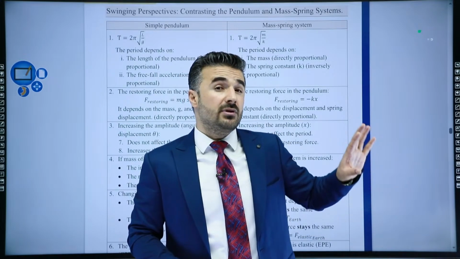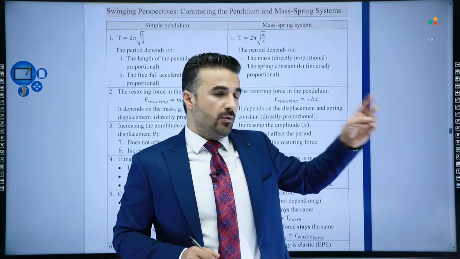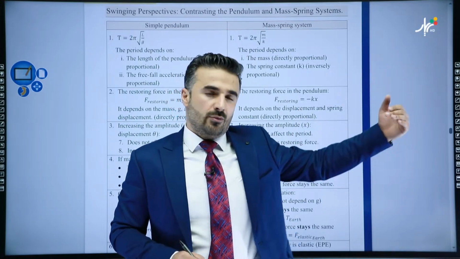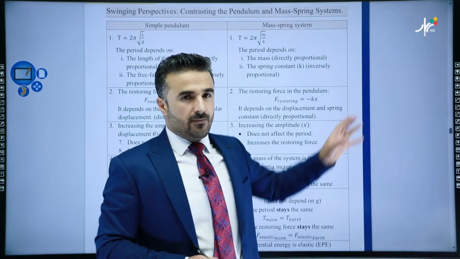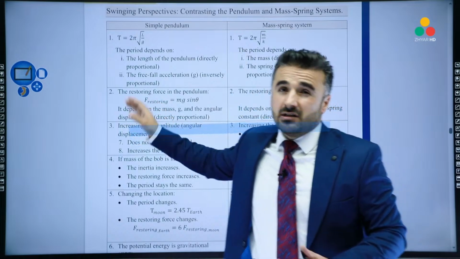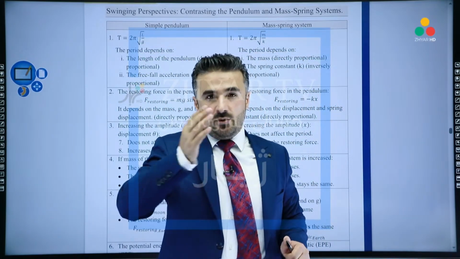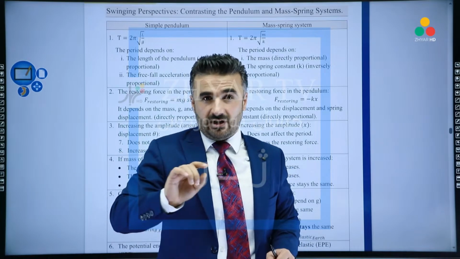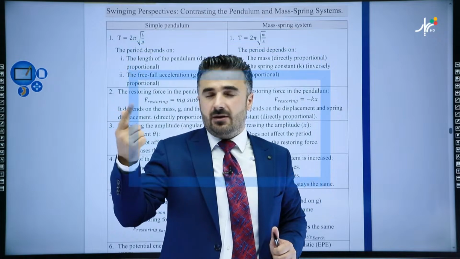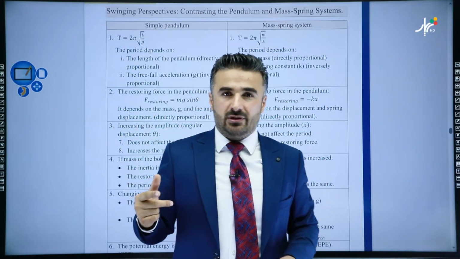The equation for the period of a mass spring system was period equal to 2 pi times the square root of the mass over the spring constant. So it depends on the mass and the spring constant. In regard to the restoring force in the pendulum, the restoring force was the gravitational component, equal to mg sine theta. Don't forget, the restoring force in a pendulum depends on the mass, the gravitational acceleration, and sine theta, or the amplitude, you can say.